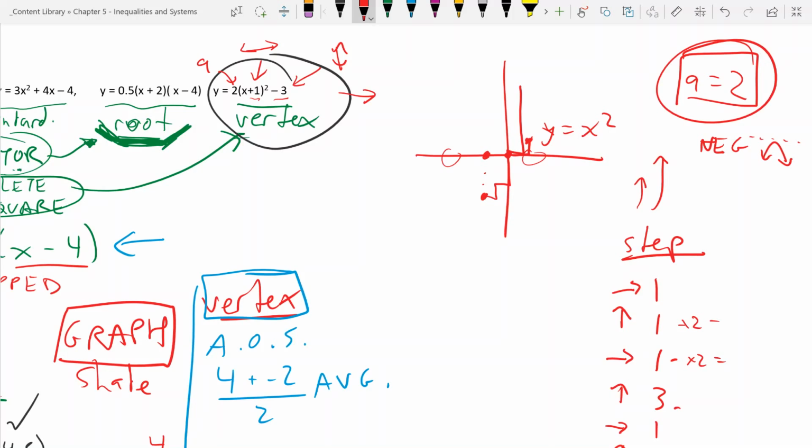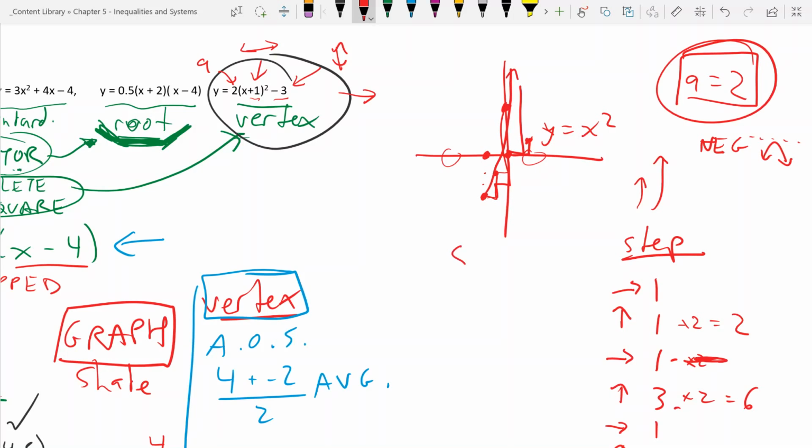Times 2 over here, this is 2. Times 2 is 6. Times 2 is 10. So I'm going to go over 1 and then up 2 points instead. And then over 1 and up 6 points, and I count out 6 and actually put it, okay? And then you can draw your parabola.